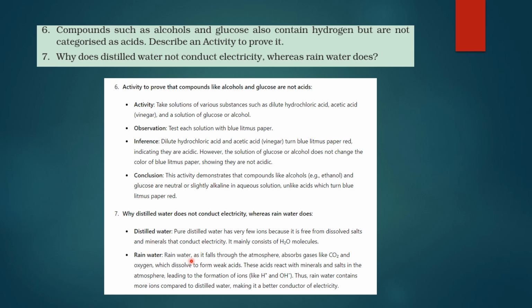But rainwater जो होता है, it absorbs gases such as CO2, oxygen, which are present in the atmosphere. Okay, so weak acids, it dissolves in itself. Okay, and some salts in the atmosphere. So we have ions such as H plus, OH minus. So these help in the conduction of electricity.